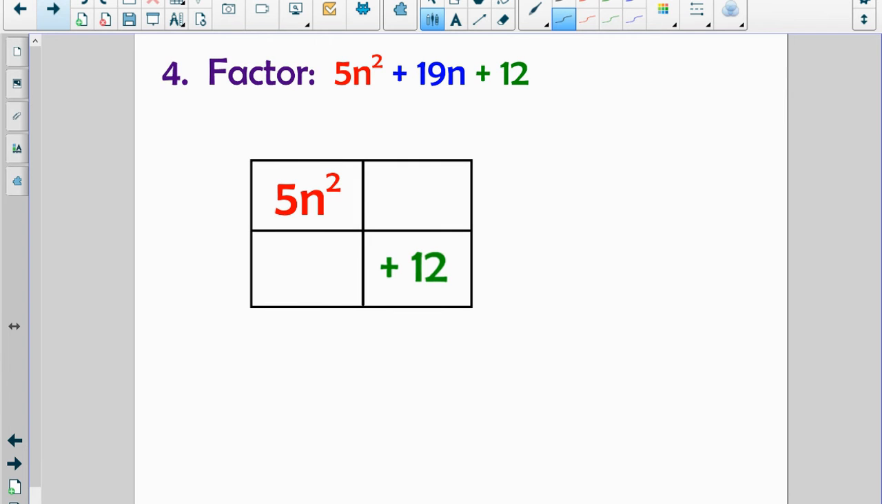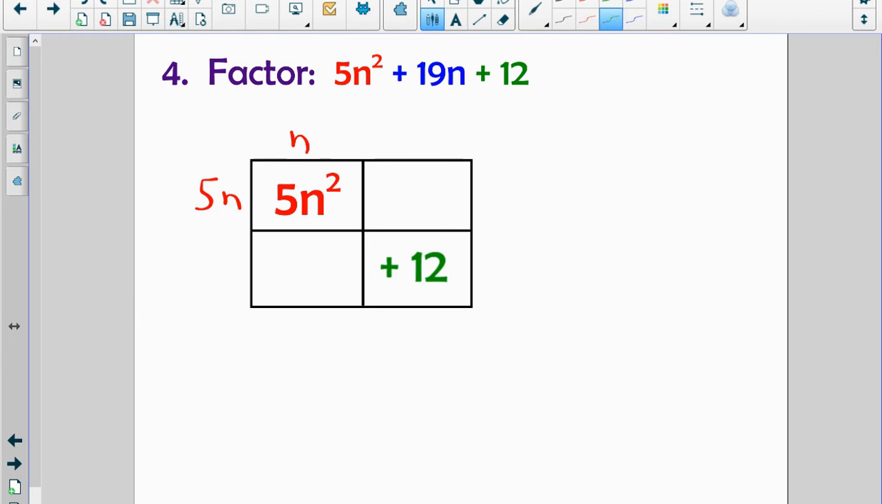All right, with our fourth example, again, the more you see, the better off you are. So I'm going to go through, I think, 5 total. We've got 5n squared plus 19n plus 12. The 5n squared goes in the first box, and I can factor that right away. It's got to be 5n times n. It's the only way we can get 5n squared.